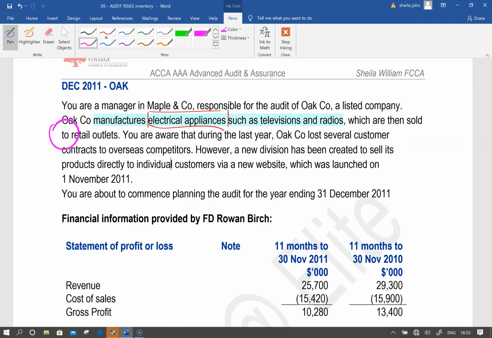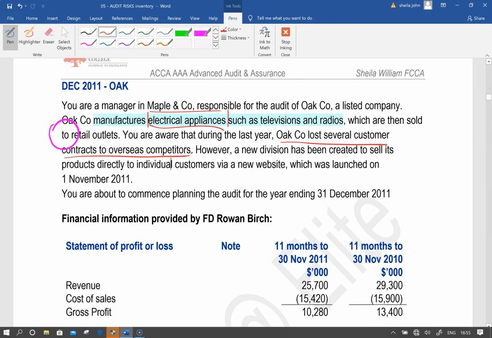You're aware that during the last year, that means during the last 12 months, Oak lost several customer contracts to overseas competitors, and that's not good news, right? Because you're selling them to retail outlets, and if you lost competition, chances are you're not going to get that back, which means that your inventory is not going to move.